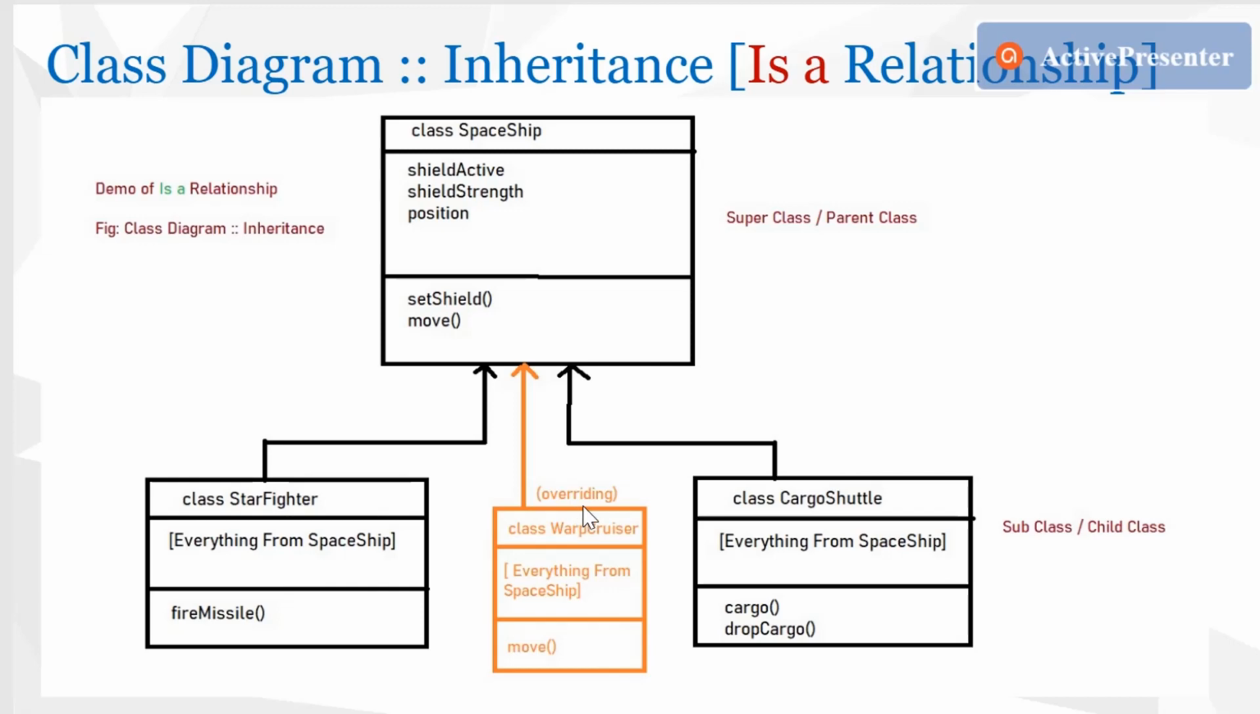What is method overriding? Look, this move method is here in the superclass. I define the move method in the subclass also. So let's know through this what is method overriding. Now let's see, convert this class diagram into code in Java.